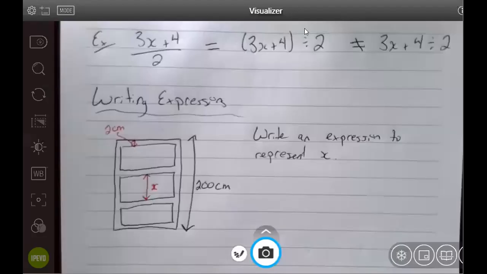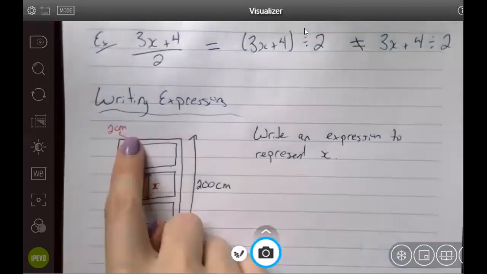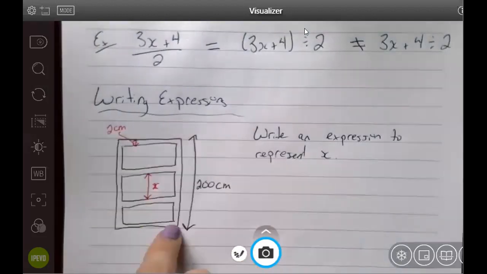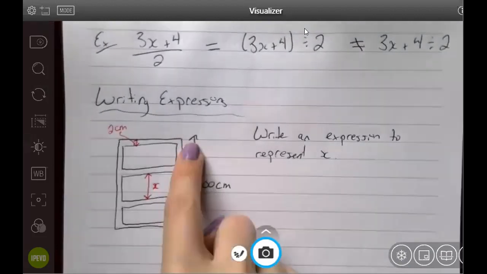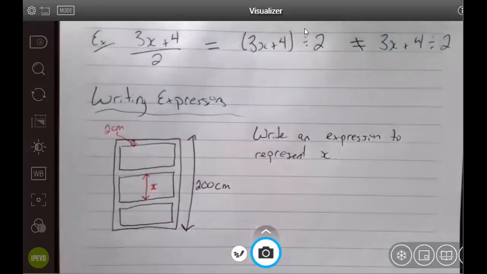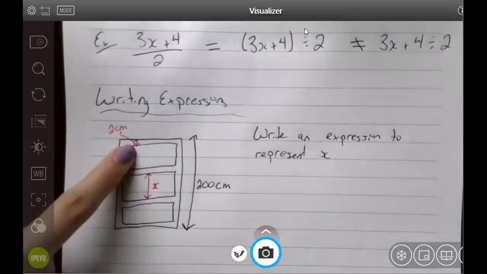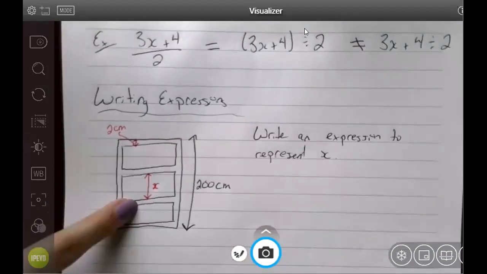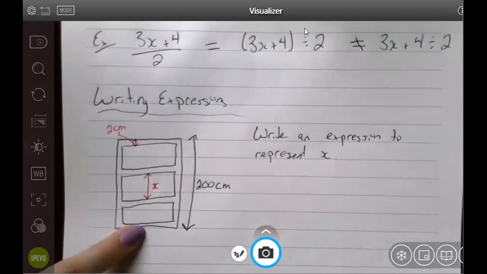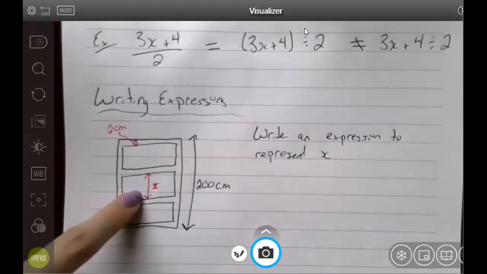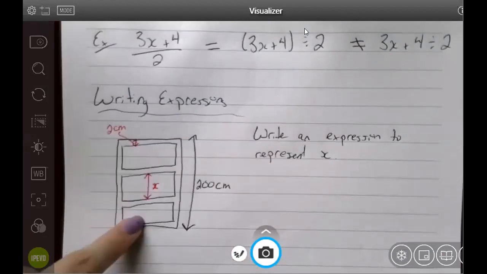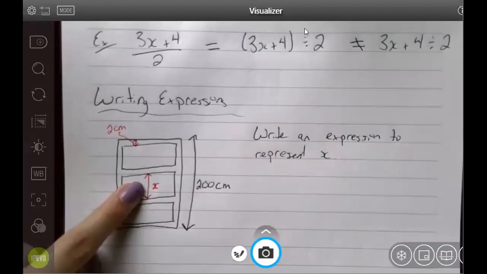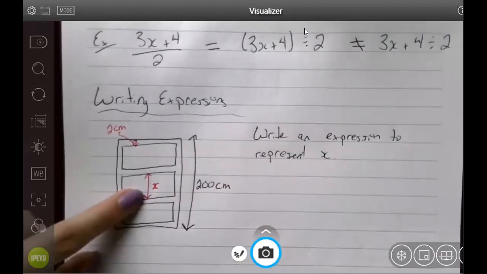Okay, for this next example, you can think of it as a window or a bookcase, it doesn't really matter. The height of the entire thing is 200 centimeters. Each one of these little spaces in here is 2 centimeters. And then this in here, we don't know the distance of, and all three of these would be the same. It wants you to write an expression to represent the distance of x in here.